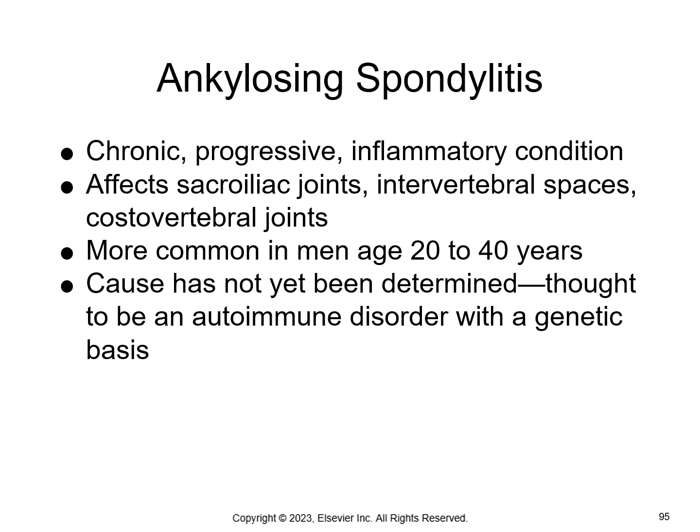Ankylosing spondylitis is a chronic progressive inflammatory condition affecting the sacroiliac joints, intervertebral spaces, and costovertebral joints of the axial skeleton. Women tend to have peripheral joint involvement to a greater extent than men, and it usually develops in people 20 to 30 years of age. It can vary in severity. The cause is unknown. It's considered an autoimmune disorder with a genetic basis. And here we have this chronic progressive inflammatory condition affecting those sacroiliac joints, the intervertebral spaces, the costovertebral joints.